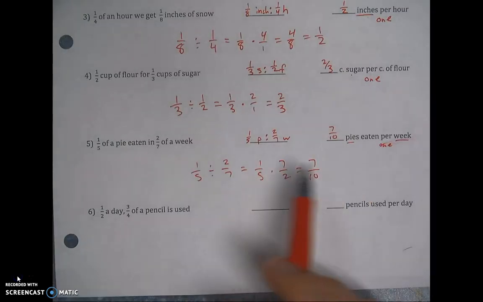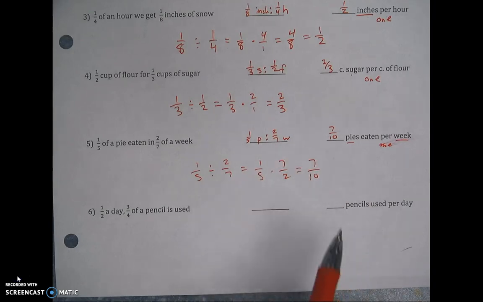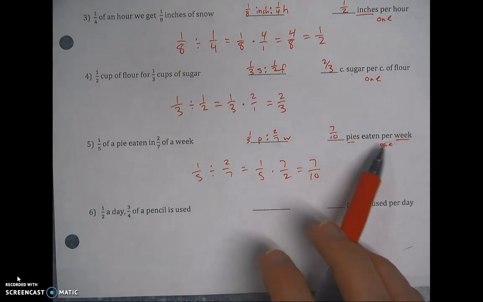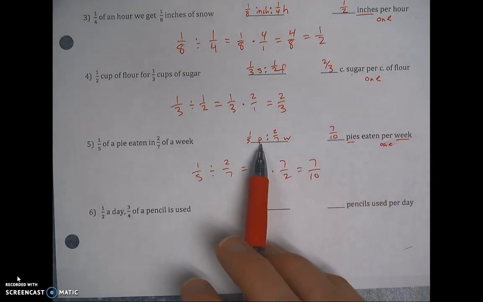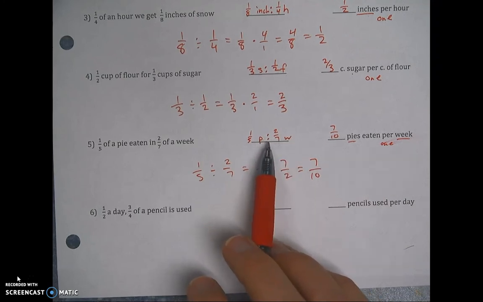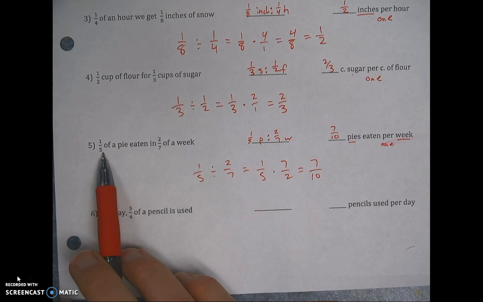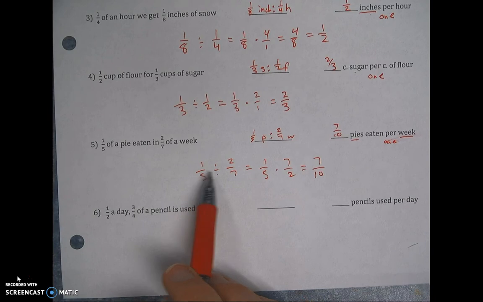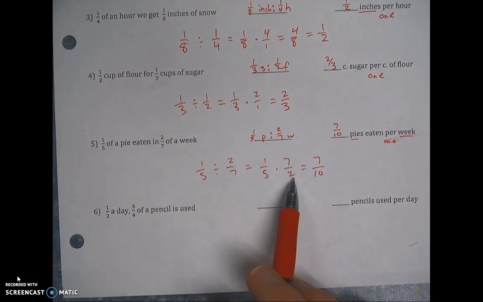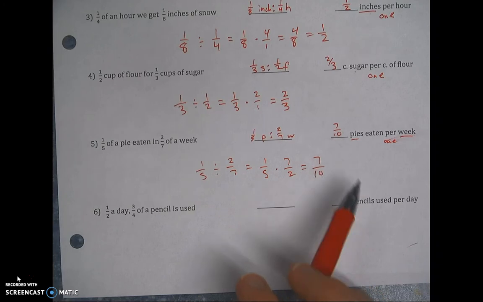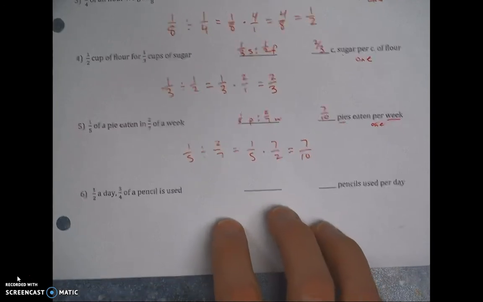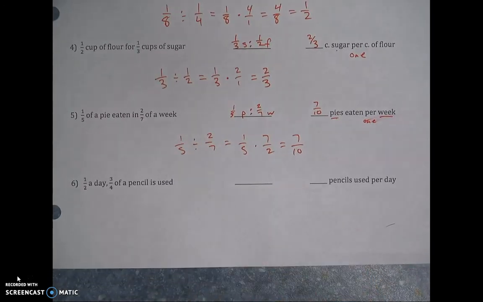Okay, so looking over this one, hopefully you've already done it. If not, pause the video and try it. But I want to know how many pies are eaten in 1 week. So pies eaten per week. So I have to set my ratio up in that order. Pies, then weeks. Pies per week. So I'm going to take the pies first, which is my 1/5, compare it to 2/7, divide. So I'm going to change division into multiplication. You flip this to 7/2, multiply straight across, and it's 7/10. So 7/10 of a pie is eaten in 1 week at this same rate. If you haven't tried number 6 yet, pause the video, try it, and then compare it to my answer.